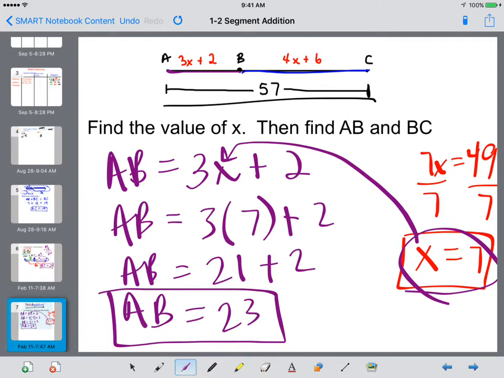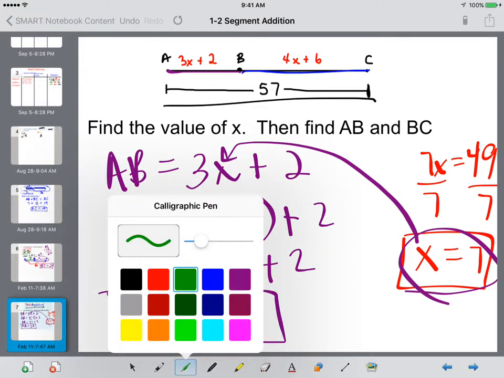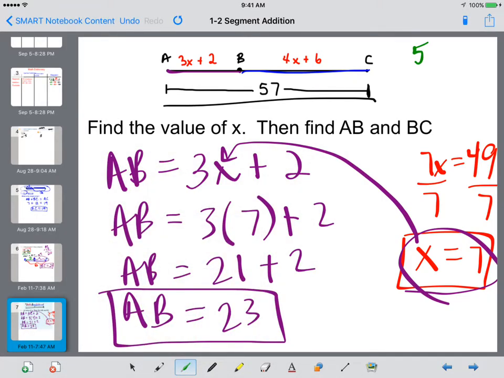Now once I find that, finding BC is even easier. I don't have to plug it in. I can plug it in for that x. Or my shortcut is I can take 57, subtract 23, and I know that BC will equal 34.